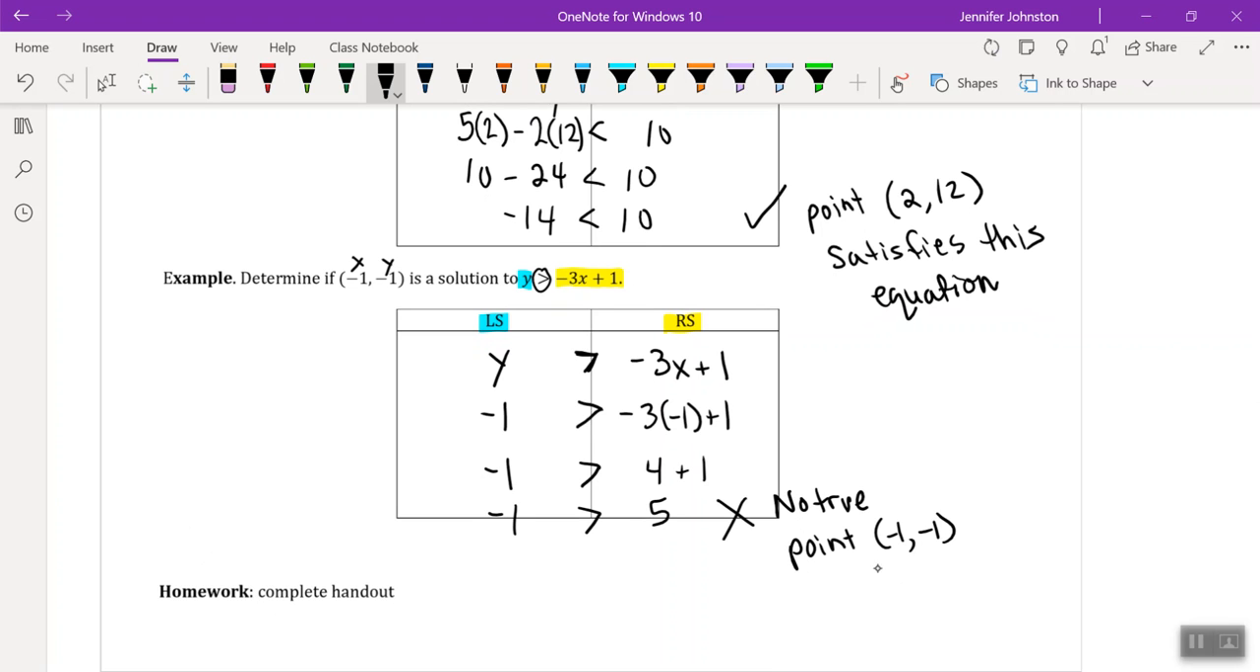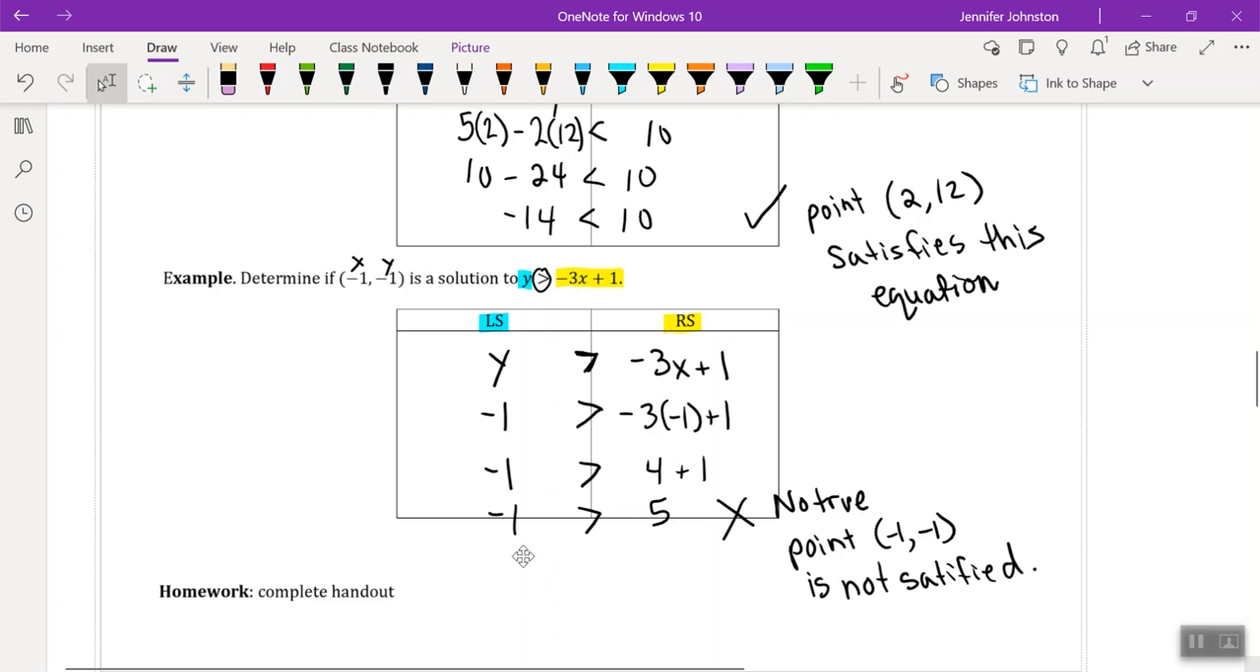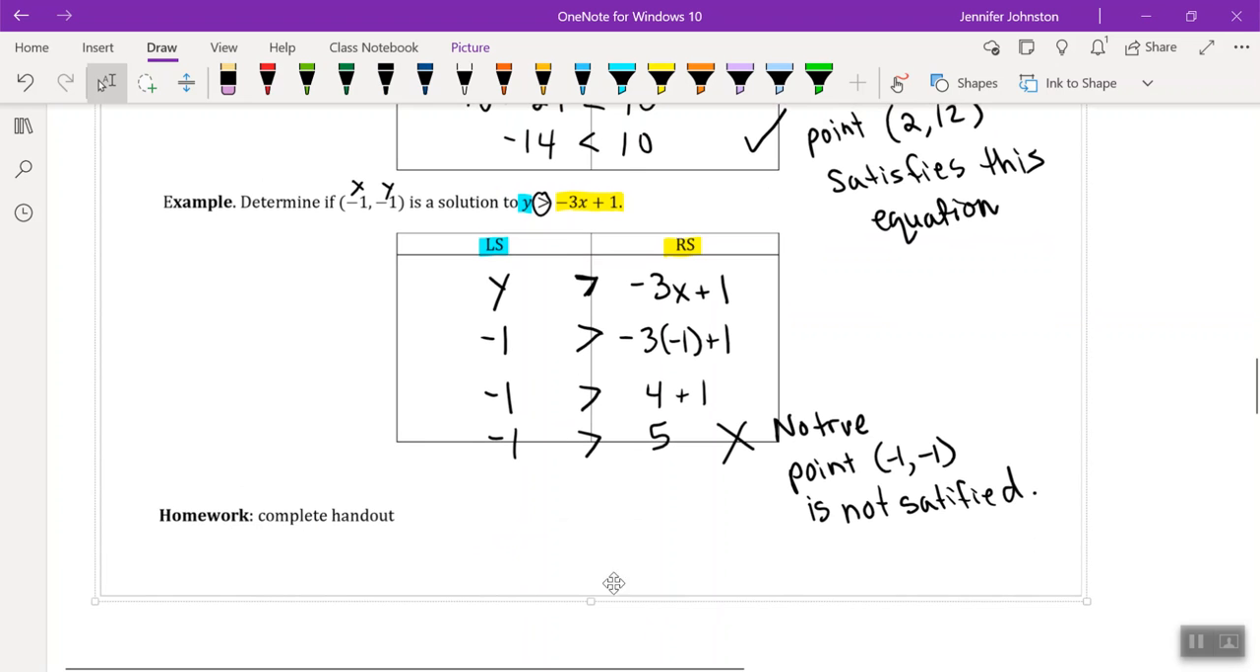Yep. So here we're going to say the point (-1, -1) is not satisfied. Perfect. All right, you can go ahead and complete the homework.